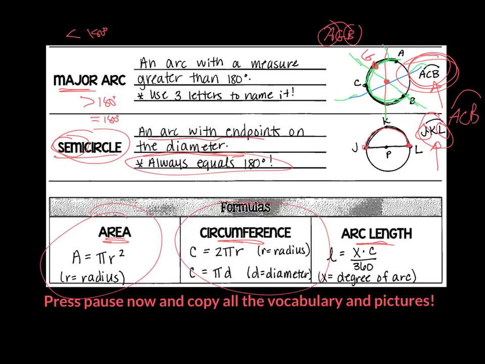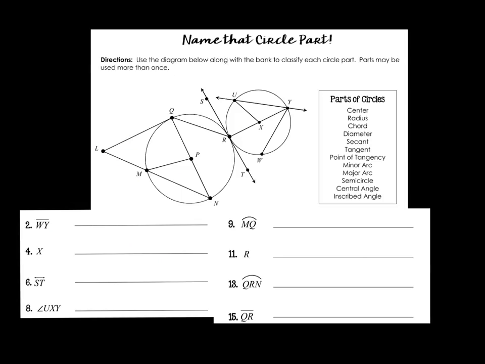And now let's move on to the sheet that has some matching vocabulary and a diagram at the top that's pretty busy. Let's see if we can walk through a few of those examples for you. All right, we're going to use the diagram and, of course, our vocabulary to classify each circle part. Some of the parts may be used more than once, and here's our bank of words. So let's take a look at number 2.